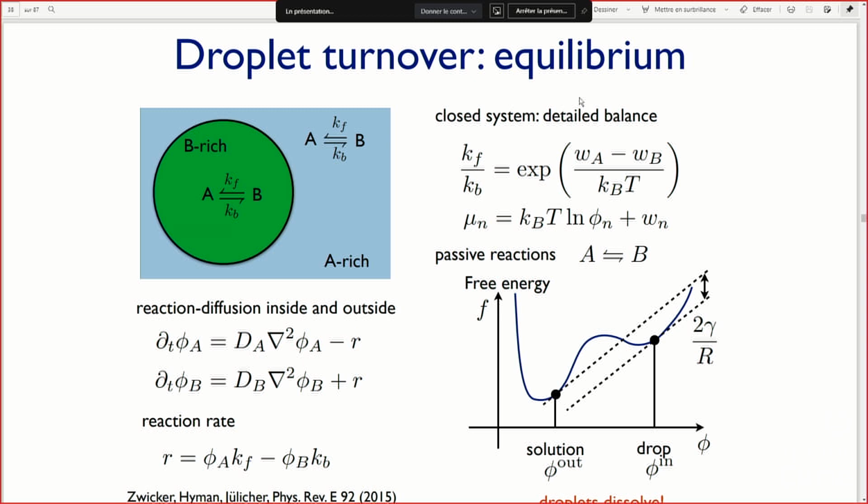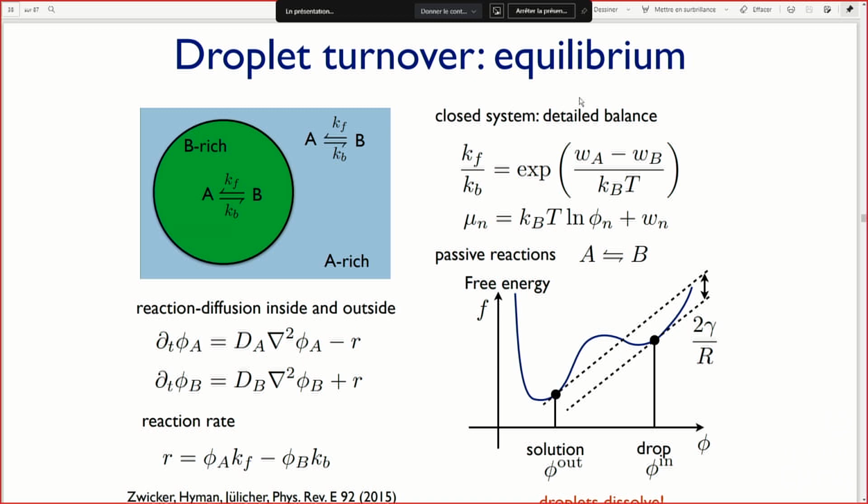Now, if we let a system run without adding some sort of chemical fuel, because A can be turned into B, there's no longer conservation of the material that defines the droplet, and therefore the system can minimize its free energy by just going to the minimum of this free energy functional. So what typically happens in this simple binary setting is that droplets dissolve if the chemical reaction is switched on.